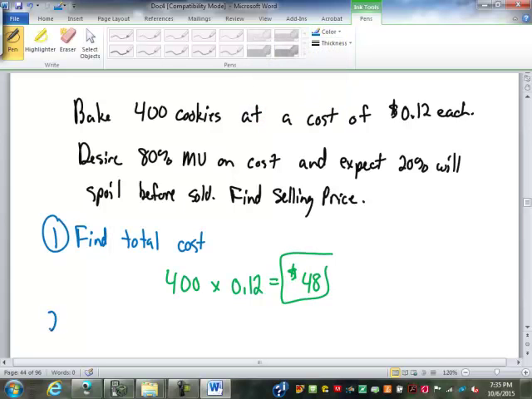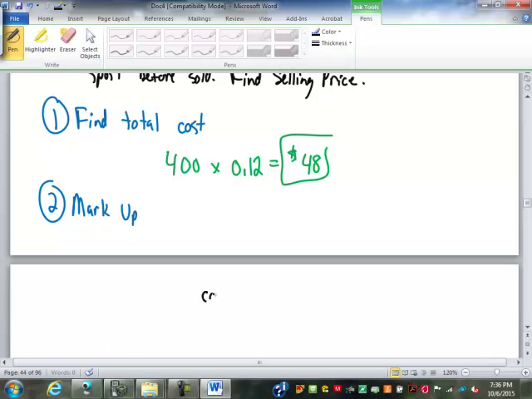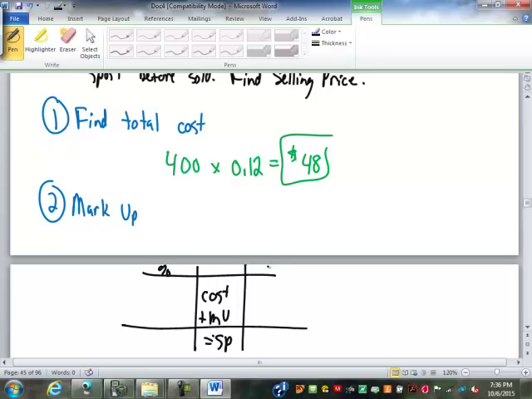Step two is going to be to do the markup. This is going to work just like what we did in the first hour. So we're going to have our chart. Cost plus markup equals the selling price. Our percents and our dollars.